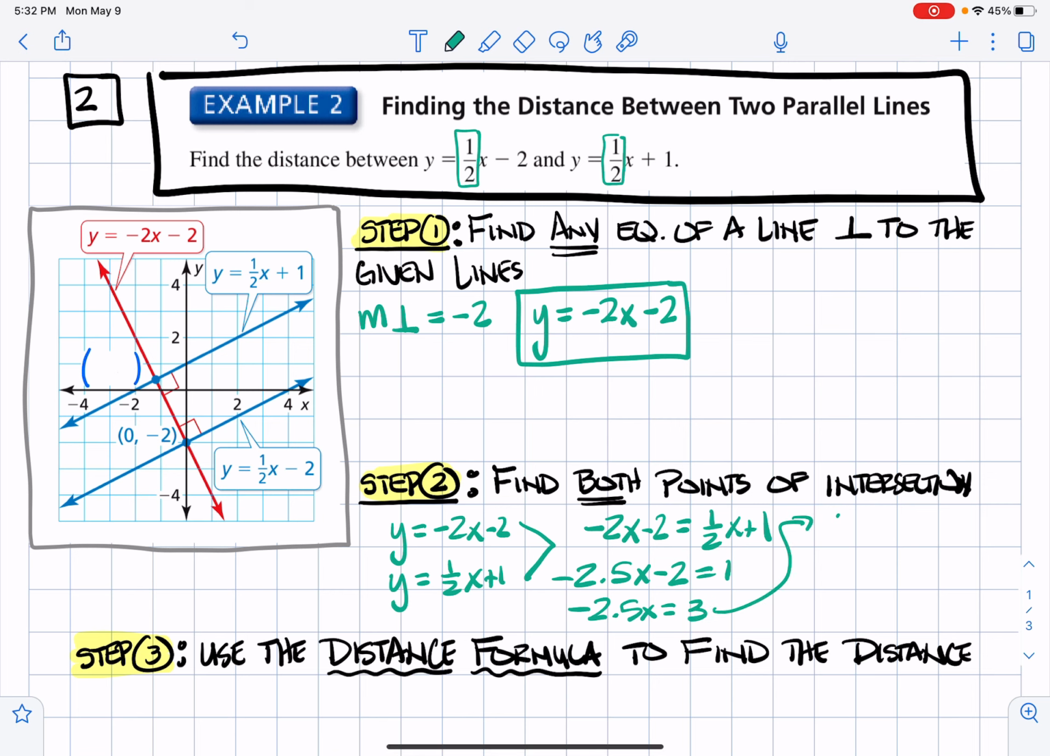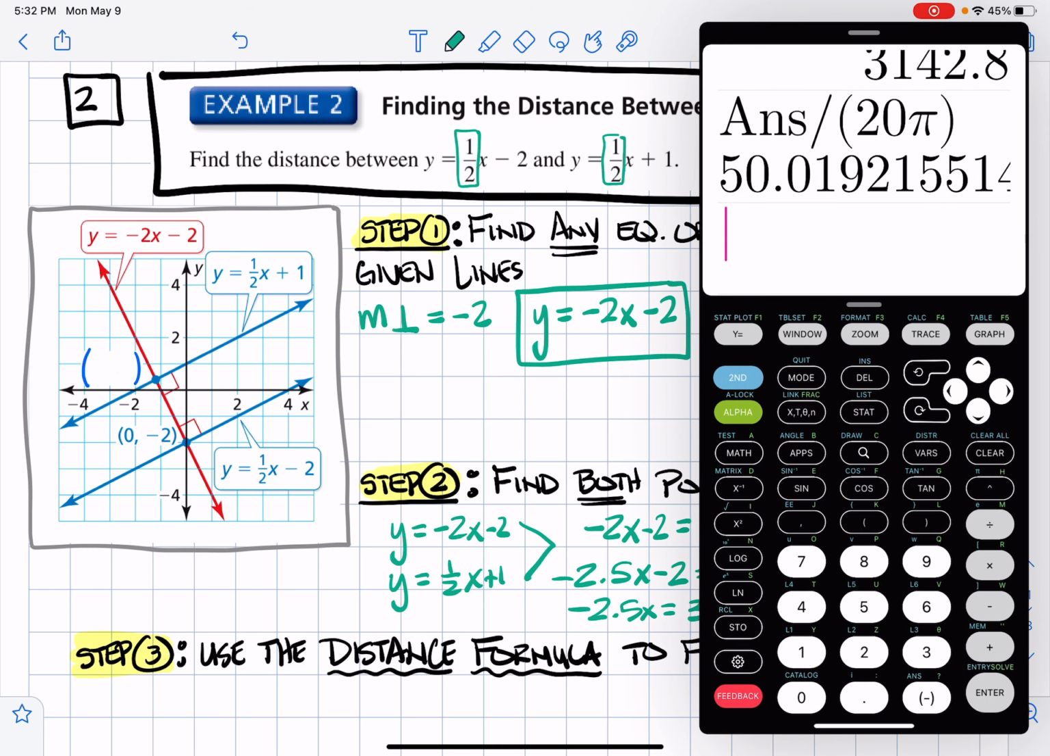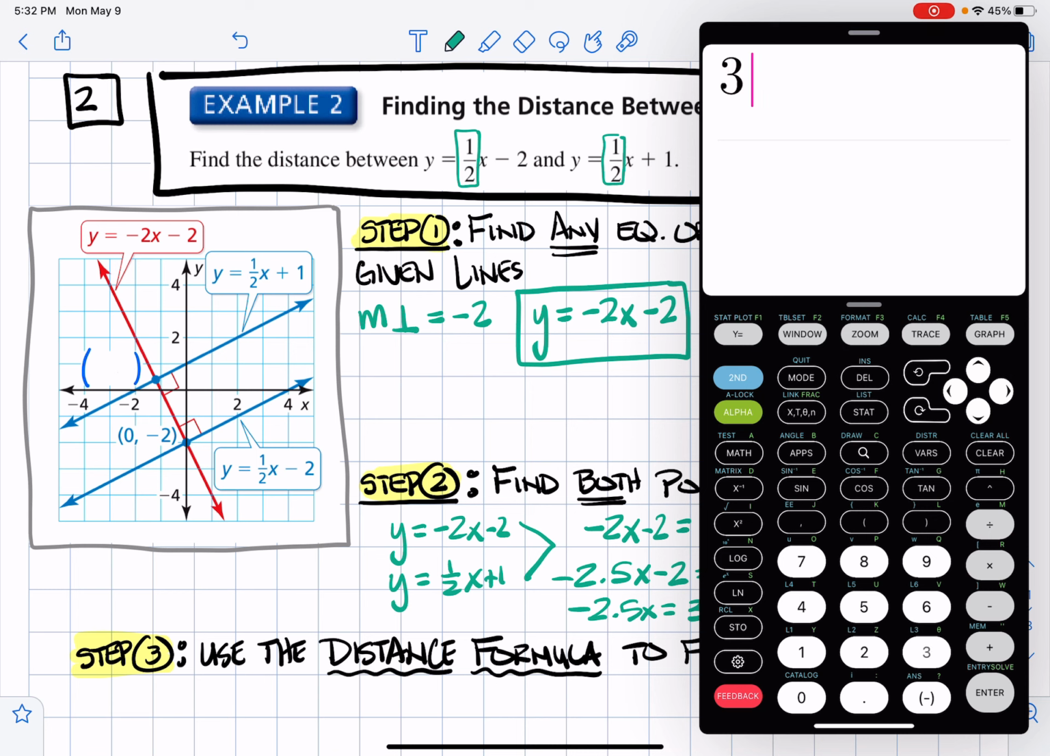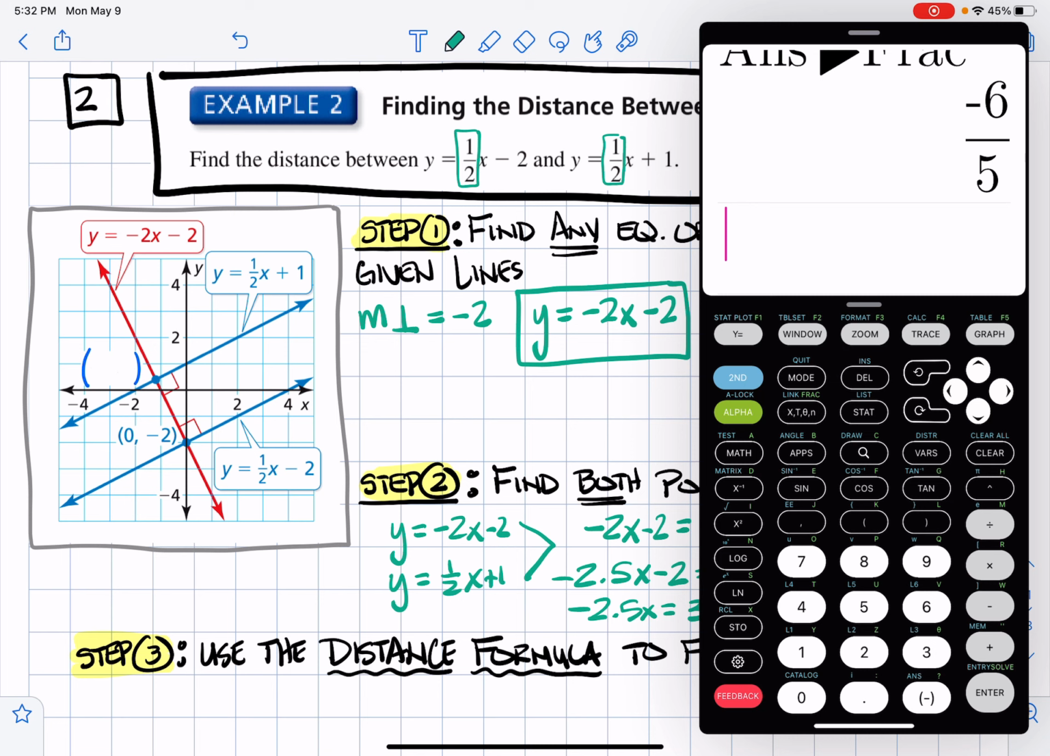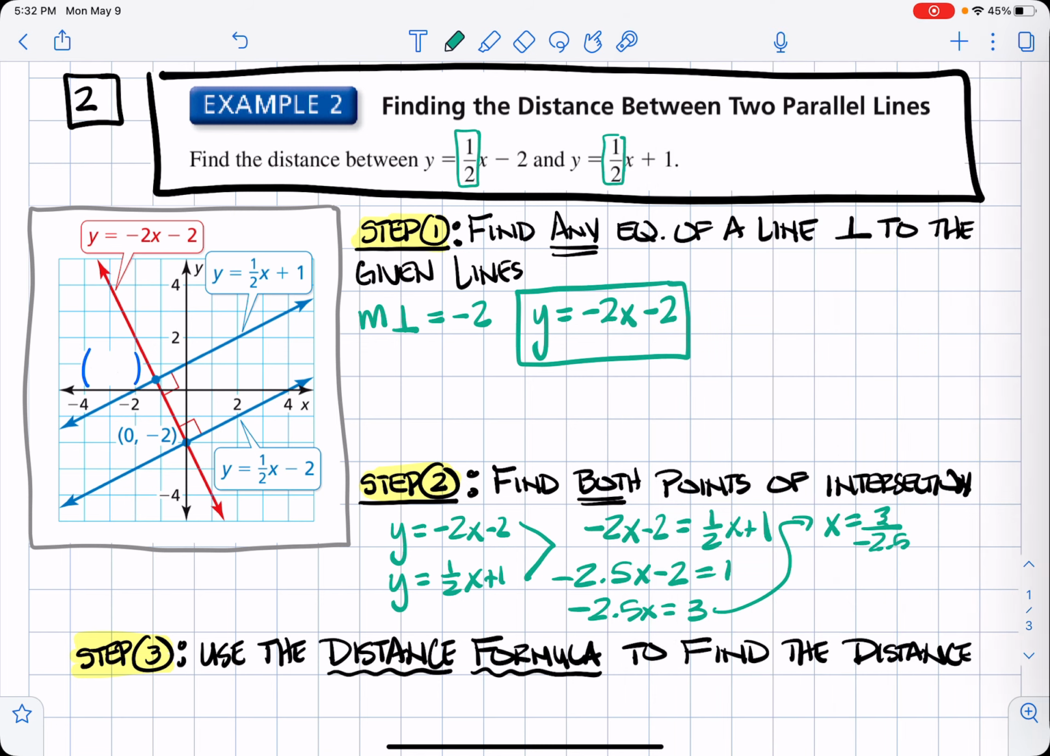So coming over here, x is equal to 3 divided by -2.5. Now, if you don't know what that is, you can totally use a calculator. That's fine. So 3 divided by negative 2.5. Push enter, and you can push the math button and turn it into a fraction if you'd like. And that fraction is negative 6/5. So our x is negative 6/5, okay?